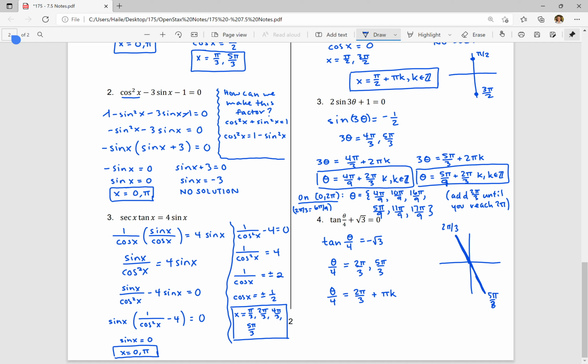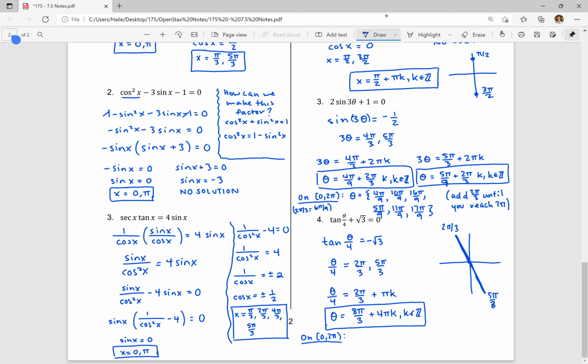All right, so our last step is to get theta by itself. So we're going to multiply by 4. So we have theta is equal to 8 pi over 3 plus 4 pi k, where k is an integer. So this is our general solution. And then again, I just want to give you one more example if we were going to solve on 0 to 2 pi.